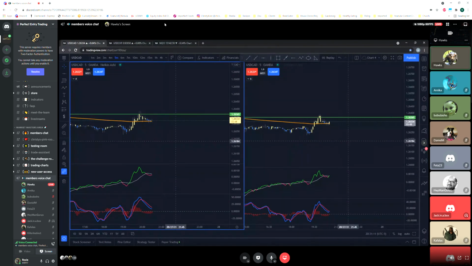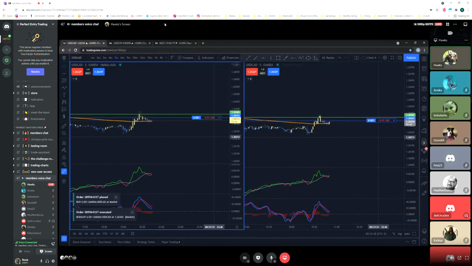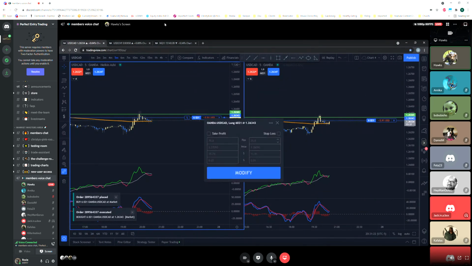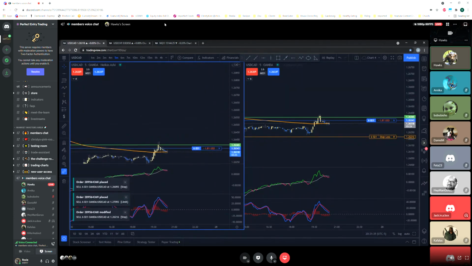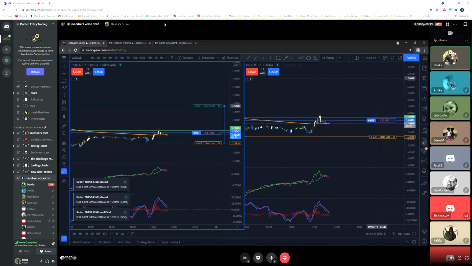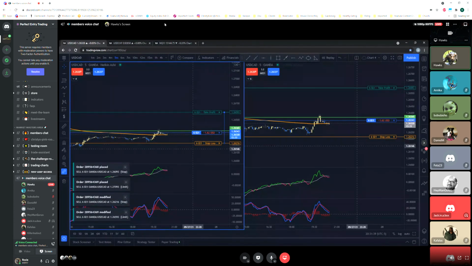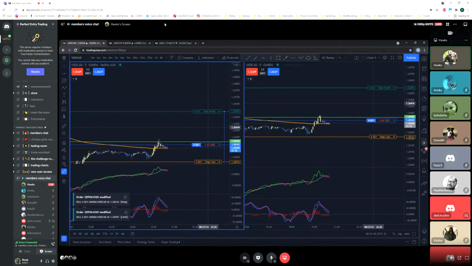So for instance here, I'm just going to hit buy right here. Protect position. So right here, you can set your stop loss and your take profit, and you hit modify. And then you can move it, you can reset it right there, and it took the take profit all the way up there. I can set these right on TradingView right here.